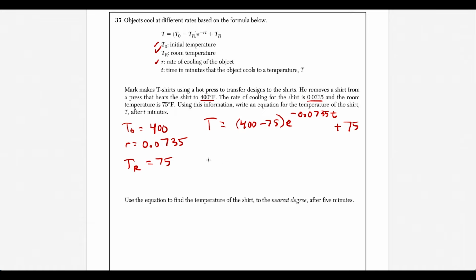So this we could take and we could simplify a bit. 400 minus 75 is 325. So we have 325e to the negative 0.0735. We tack on our lowercase t, and then we tack on our plus 75.